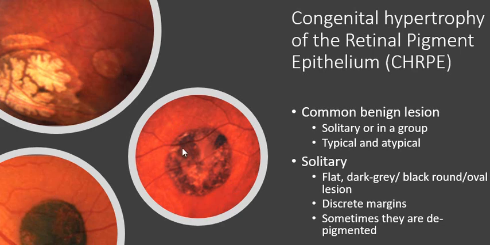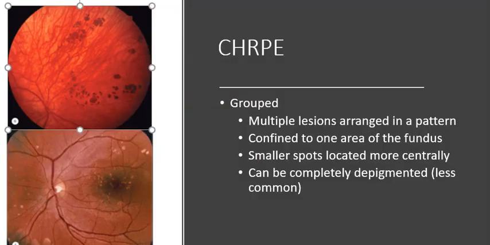They have discrete margins, and that means that if you were to take a pencil and try and draw around the margin, it's quite clear where the CHRPE margin is. So this is quite different to a nevus. The nevus tends to have more feathery edges. Sometimes they can also be depigmented, like the one in the top image, but usually they're dark colour.